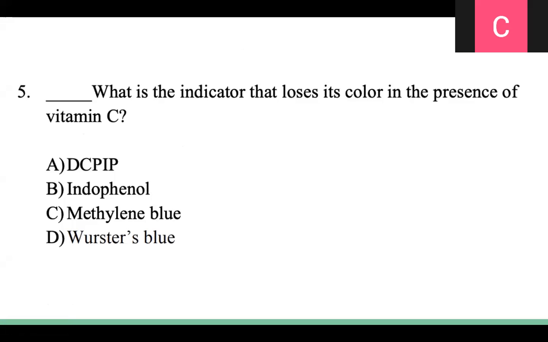Maybe C. Because it's an acid, and I know I've heard of methylene blue in the context of indicators, but it's a wild guess for me. Okay, I'll let you guys look up what each of the indicators do. They're all indicators, but just look them up and tell me what you guys think.